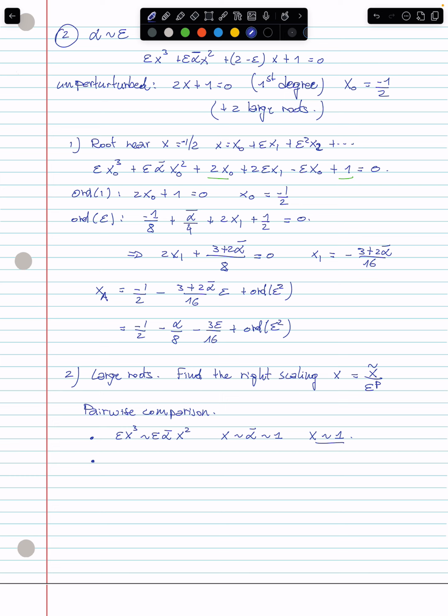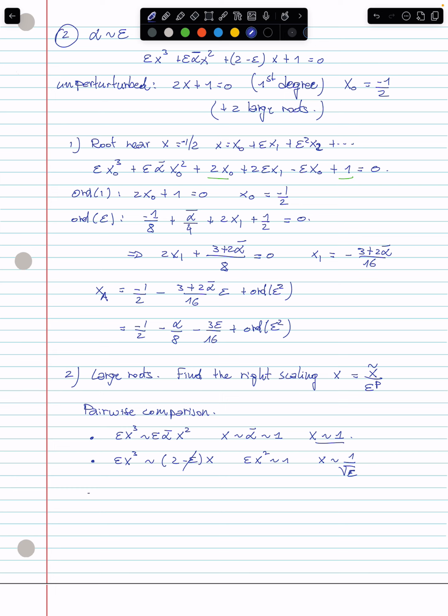We're looking for large roots. Let's try first and third. Epsilon x to the third has the same order of magnitude as 2 minus epsilon times x. In fact, the epsilon x term can be dropped because it's small compared to 2, and we are just comparing orders of magnitude. This would mean epsilon x squared is of order 1, or x is of order 1 over square root of epsilon. Not too bad.